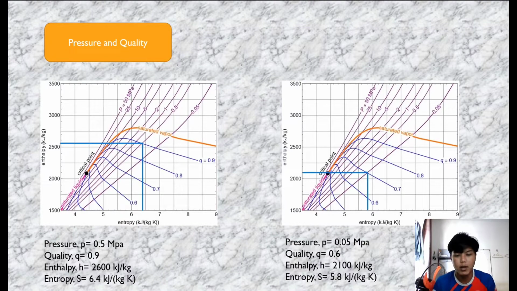Okay, for the first picture, which is for pressure 0.5 megapascal, the enthalpy is 2600 kJ per kilogram, and the entropy is 6.4 kJ per kilogram Kelvin. And for the second picture, which is 0.05 megapascal, the enthalpy value is 2100 kJ per kilogram. For the entropy, it is 5.8 kJ per kilogram Kelvin.